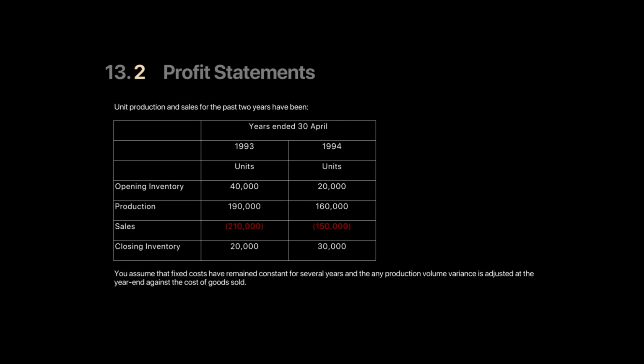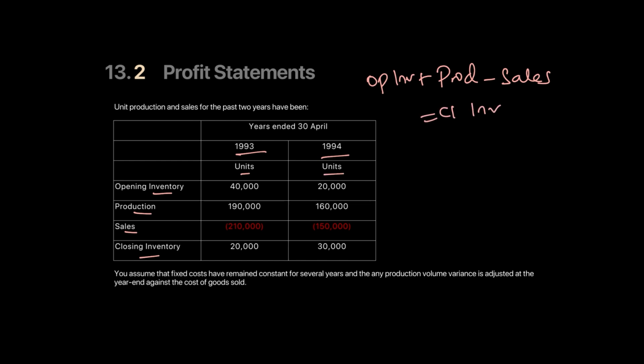Okay, so if you see, they've also given us the units as well. The number of units produced and sold for each year, 93 and 94: opening inventory units, production units, sales units, closing inventory units. So they've already calculated the units for us. Remember, the equation for units is the same: opening inventory units plus production units minus sales should give you closing inventory units. But again, these are your units, not the value. Value we will have to calculate. And they're saying that you have to assume that fixed cost has remained constant over the years. Alright, let's move to the first part.